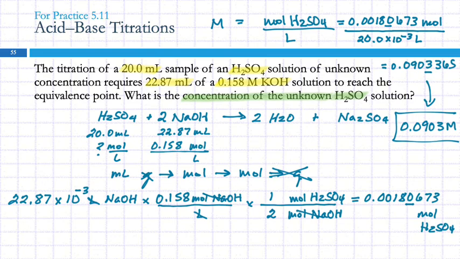Do not ever, ever use M1V1 equals M2V2. It seems much easier, but it's not going to take into account this 2. And so on an exam, when I will make the stoichiometry different than 1-to-1 to catch the people that use M1V1, you'll get the answer wrong. So it's important to do it using stoichiometry. We have to consider the mole ratio, okay?